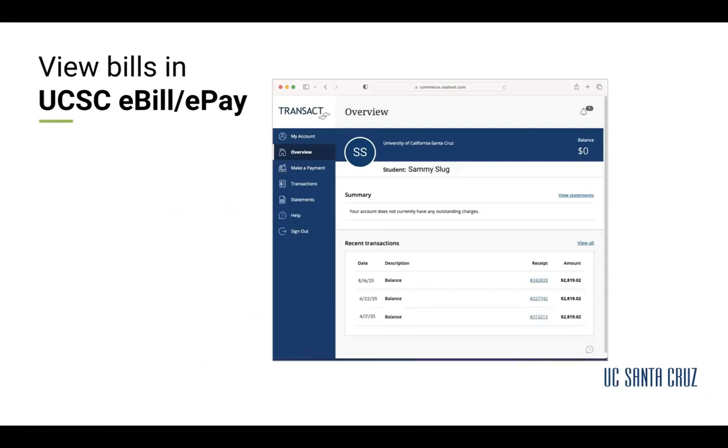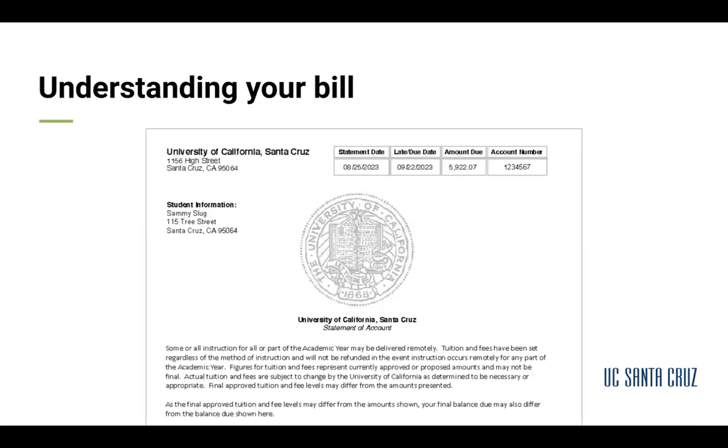Now let's review how to locate and view billing statements. First, log into UCSC eBill ePay, tap Statements, and then tap the bill you would like to review. Here's a sample of a UCSC bill. Not all bills will look like this one, but this sample will give you a general idea of what you might see on your student's bills.